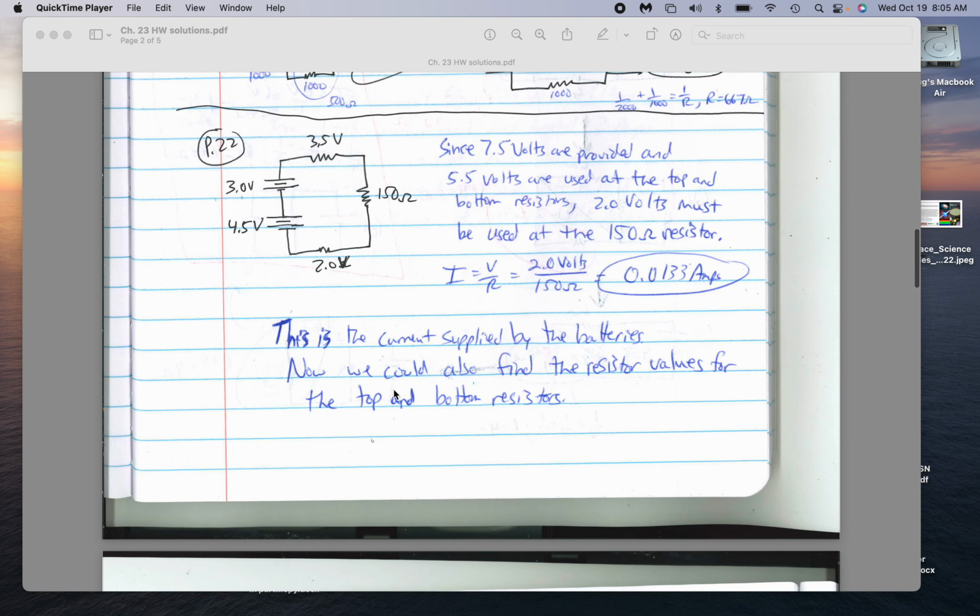For problem 22, it's asking you to figure out the current through this resistor. So there's a couple ways to do this. I know since these power supplies are pointing the same direction, I would add the voltage.